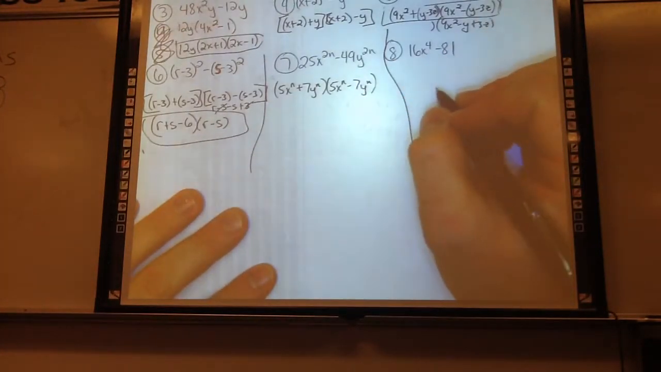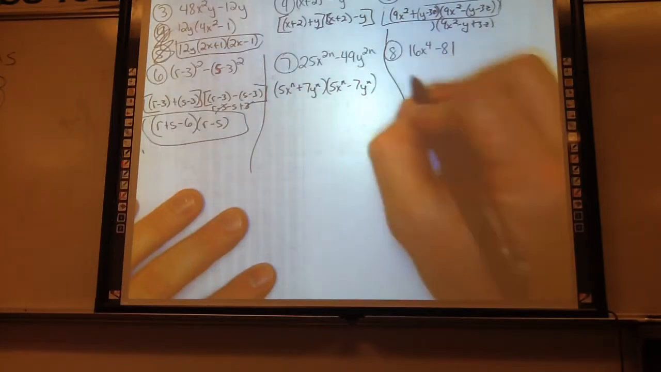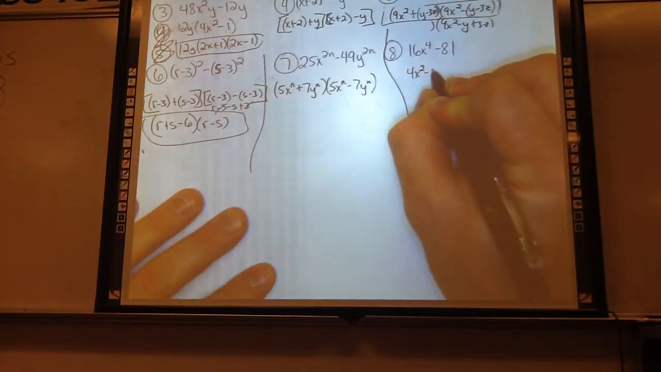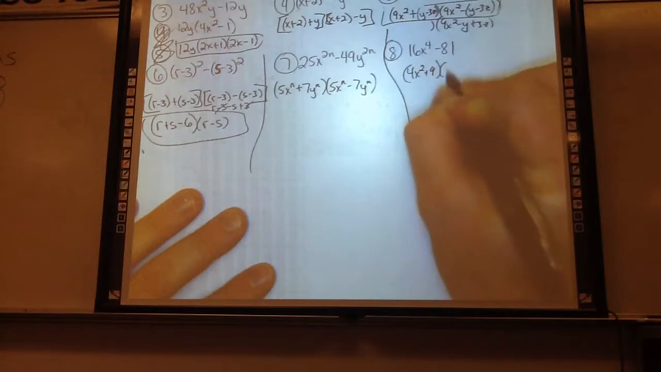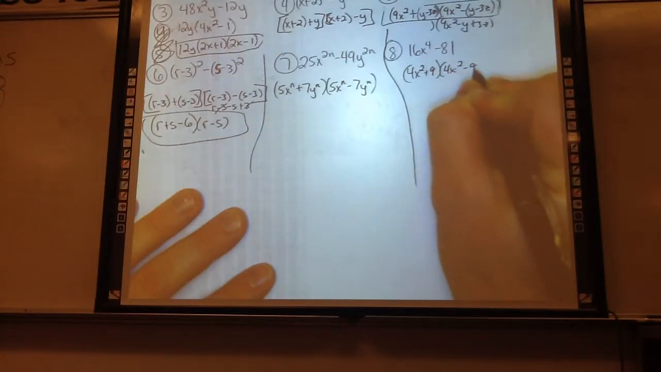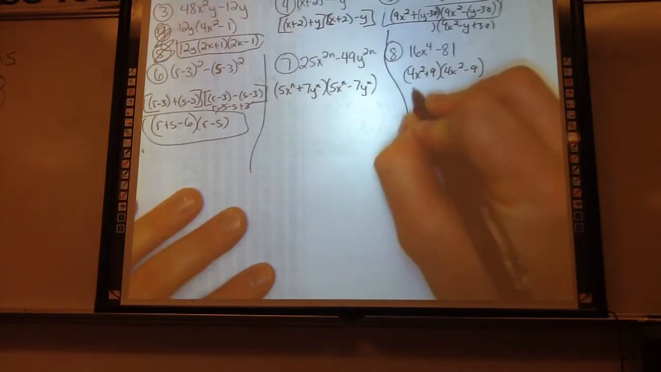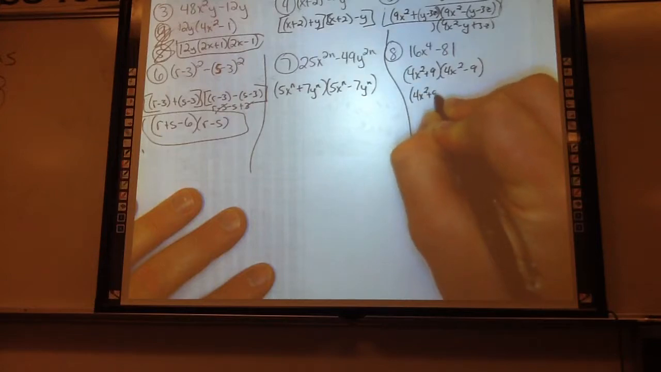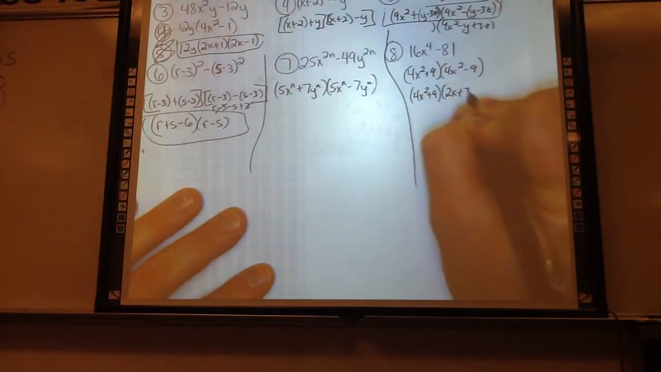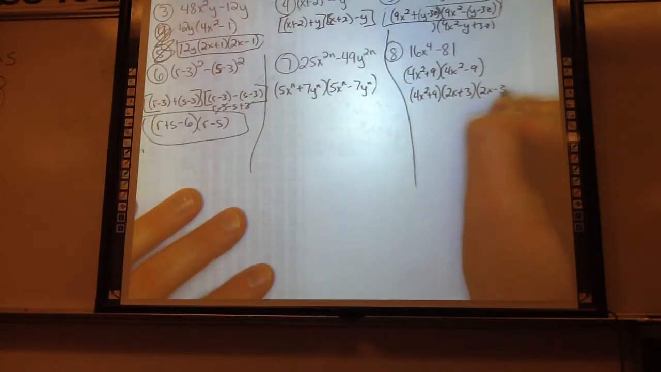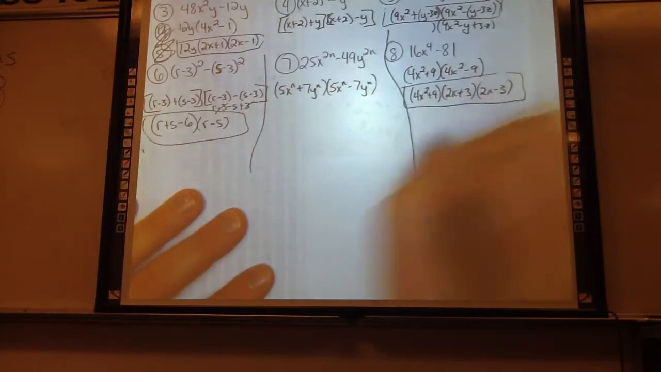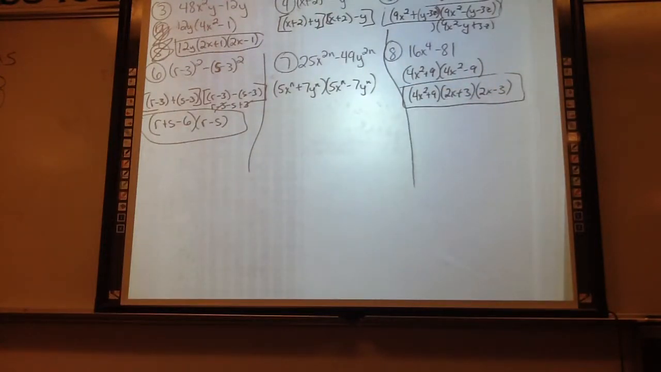This one is a difference of 2 fourths. 4x squared minus 9, but then you have to do it again. Yes, you have to do it again, because that's still a difference of 2 squares. So then it's 2x plus 3 and 2x minus 3. So it's 4x squared plus 9, 2x plus 3, 2x minus 3.